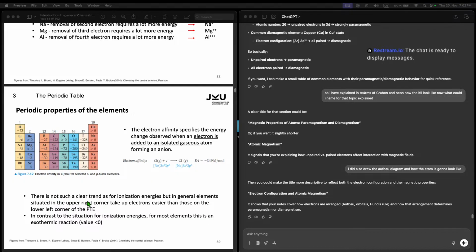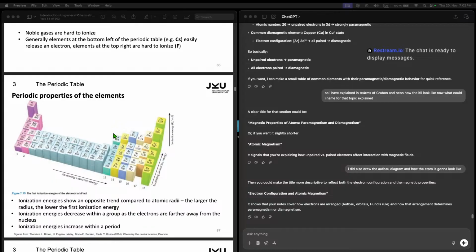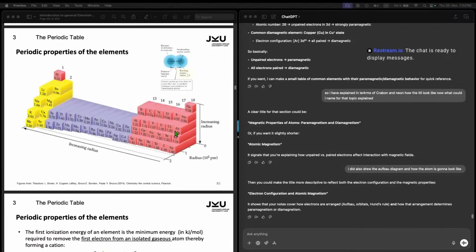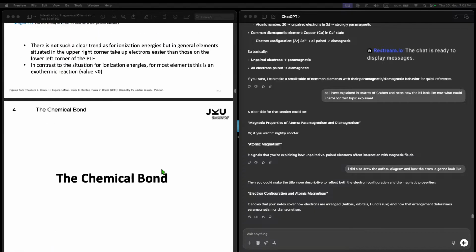There's not such a clear trend as for ionization energy, but in general, elements situated in the upper right corner take up electrons easier than those on the left. Okay, yeah, it makes sense, because if the radius is higher, it would be harder to put in an electron, but if it's lower, it's easier, I guess.